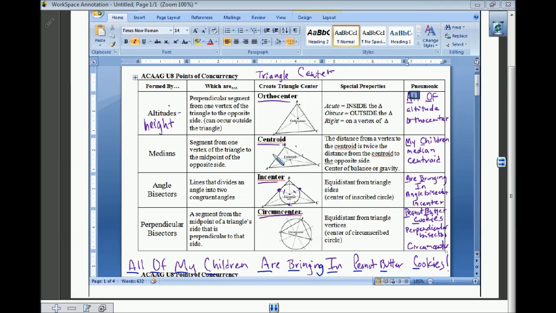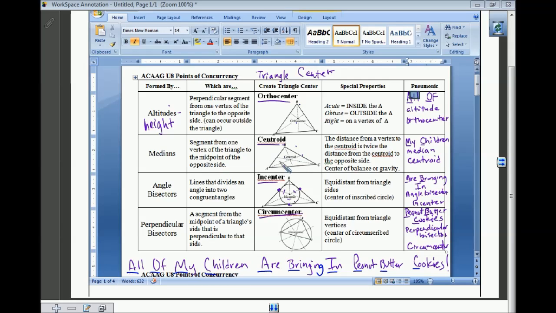Okay, the next one we're going to look at is the centroid. The centroid is the triangle center that is formed by the medians. A median is just a segment that extends from one vertex of the triangle to the midpoint of the opposite side, so it's going to bisect that opposite side.